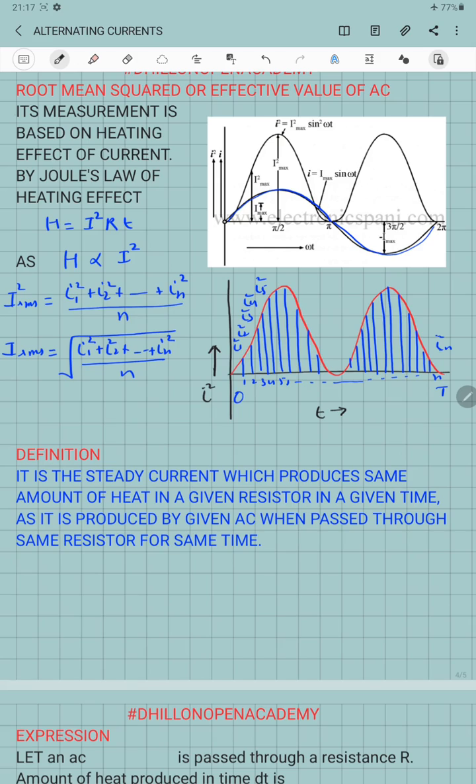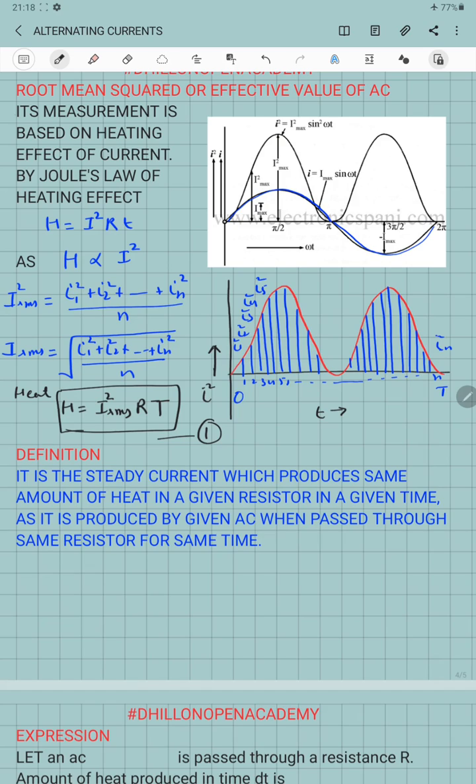Now if this RMS current passes through a resistance for a small time t, which should be equal to the time period of the AC cycle, then the heat produced in that resistance will be, according to Joule's law, H equal to I squared RMS into resistance into the time T of the full AC cycle. We keep this equation as equation number 1.